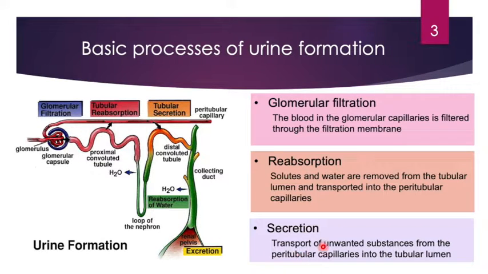The third process is secretion, which is transport of unwanted substances such as organic acids, organic bases, and potassium from the peritubular capillaries back into the tubular lumen. Similar to the reabsorption process, the secretion mechanism also involves transporters. The next process is excretion, which is the elimination of urine from the collecting duct to the ureter via the renal pelvis.